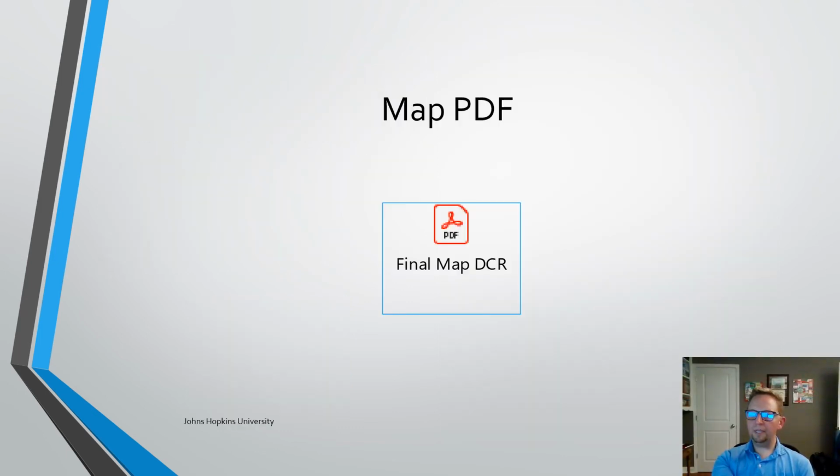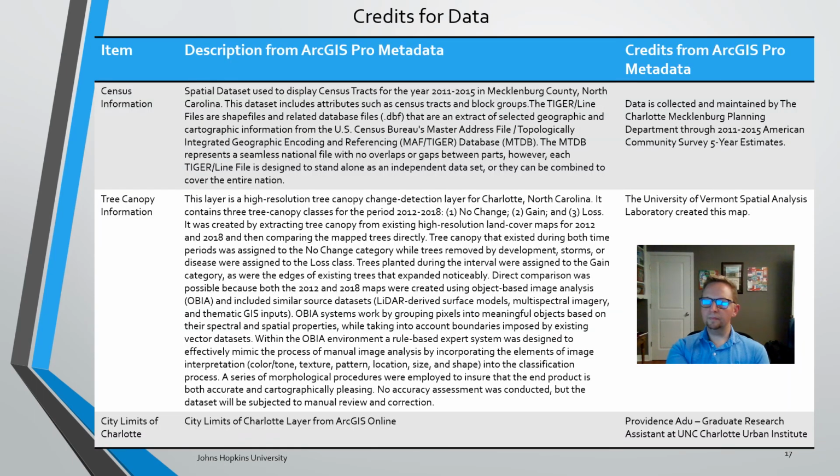You'll find a PDF file of the final map in slide 16. These were the three sources of my information. The descriptions and the credits from the census information and the tree canopy information come directly from the metadata from the layer files within ArcGIS. And then I'm giving credit to Providence I Do, who had posted the city limits of Charlotte layer file on ArcGIS Online.